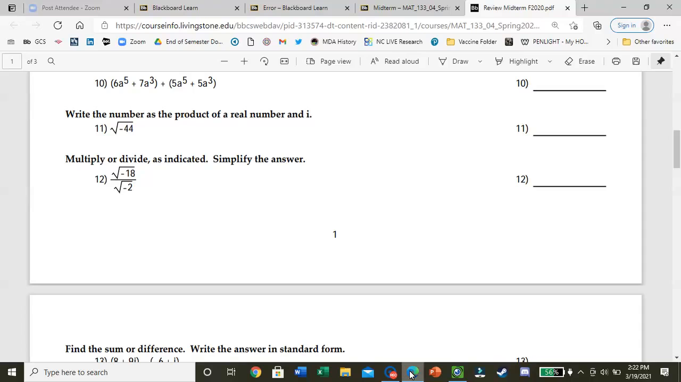All right, number 12. What's the first thing we do? Bring the negative out, make it a what? i, right? Do we need to see that one? Yeah. Okay. All right, no problem. That's why we're here. So this is the square root of negative 18 over the square root of negative 2.